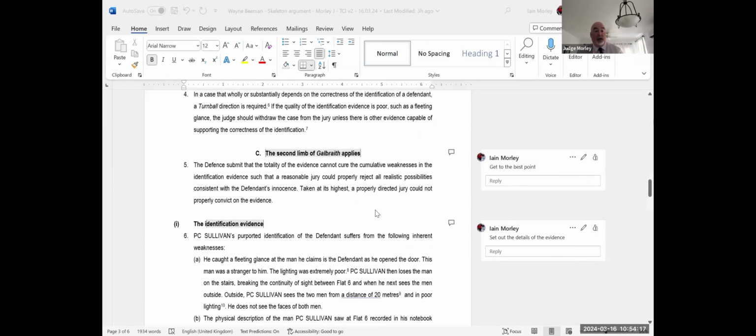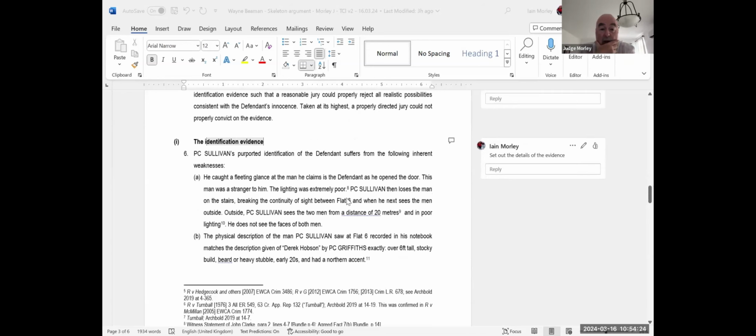Okay, so here we go. We set it all up. We've got the legal parameters, and now we're going to delve into the facts. Section 1, the identification evidence. P.C. Sullivan's purported identification of the defendant suffers from the following inherent weaknesses.